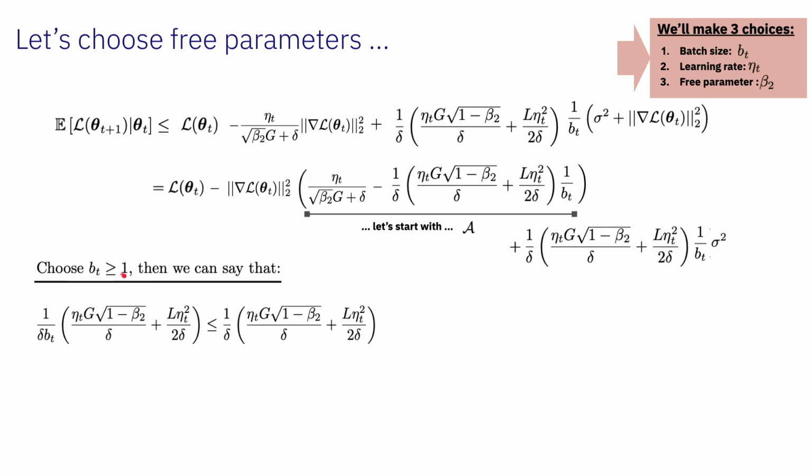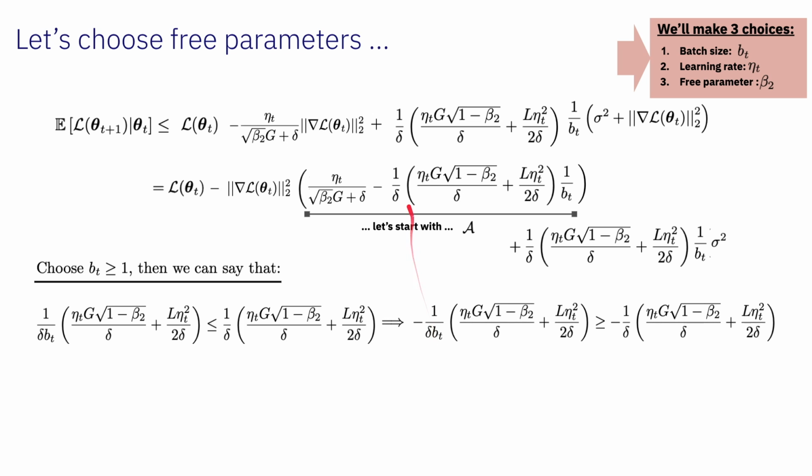Now, choosing b t to be greater than 1. Of course, this is not really choosing; it's clear that the batch size is greater than 1. So if the batch size is greater than 1, then we can say that 1 over delta b t times this term here is less than 1 over delta times the same term here. Why? Because b t is greater than 1. So it's like 1 over delta times something greater than 1 is less than just 1 over delta, because you're dividing, right? So it's less than 1 over delta times this term here.